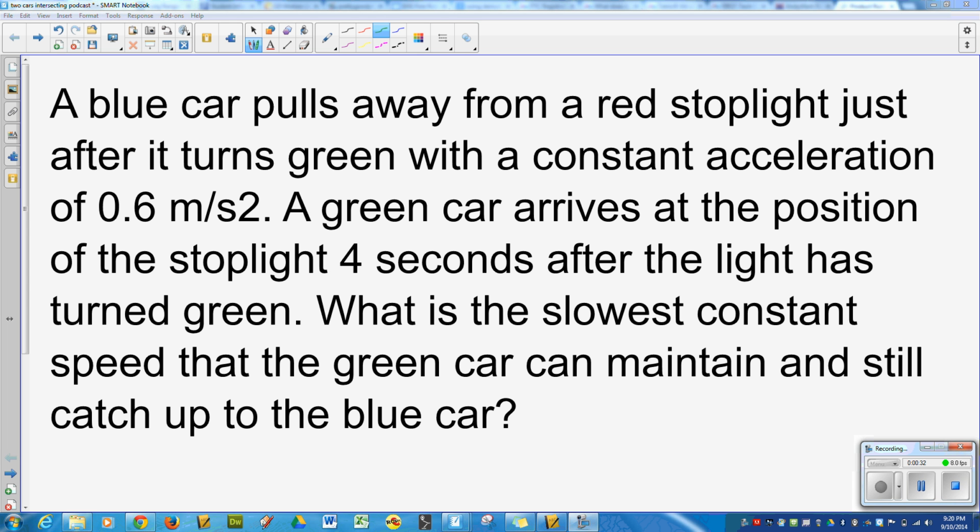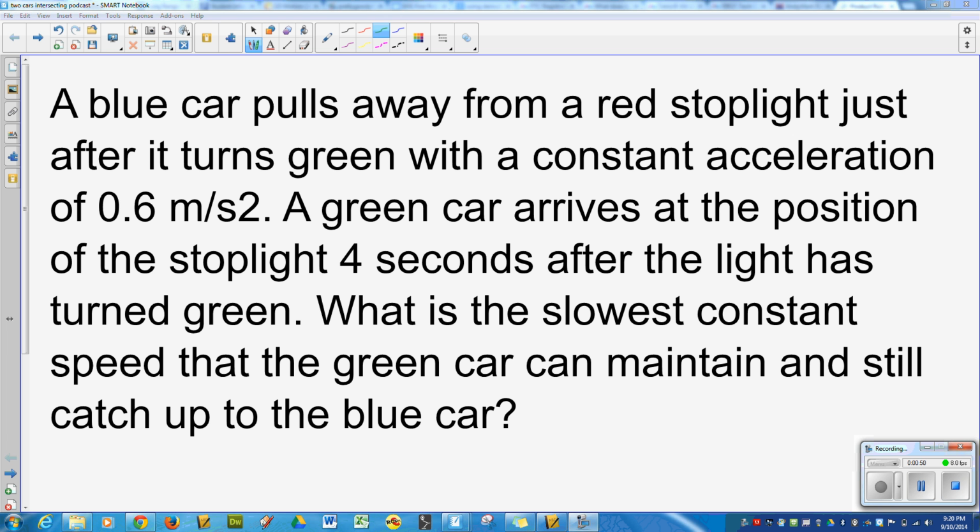All right, the problem reads: a blue car pulls away from a red stoplight just after it turns green with a constant acceleration of 0.6 meters per second squared. A green car arrives at the position of the stoplight 4 seconds after the light has turned green. What is the slowest constant speed that the green car can maintain and still catch up to the blue car?